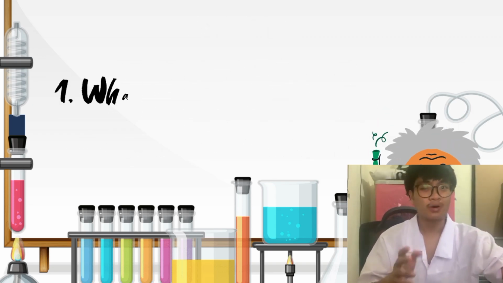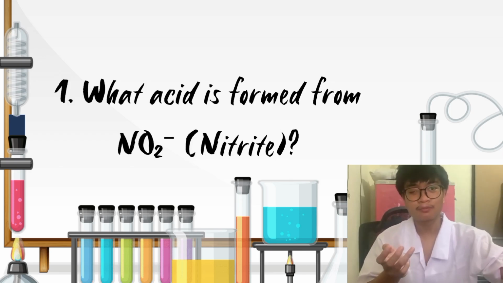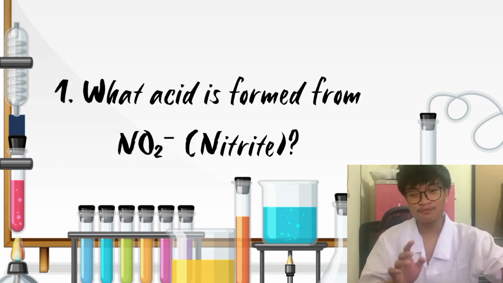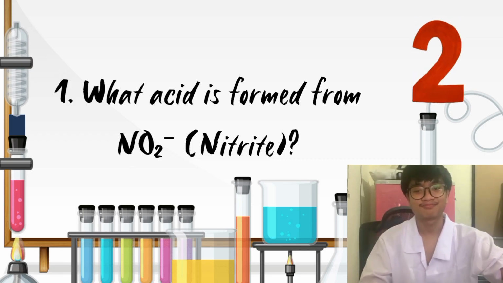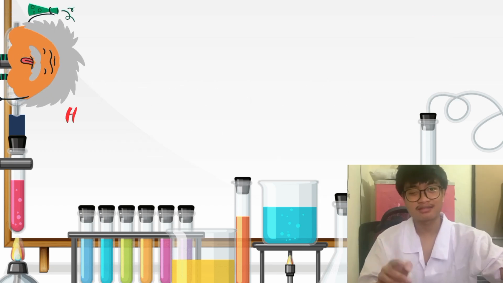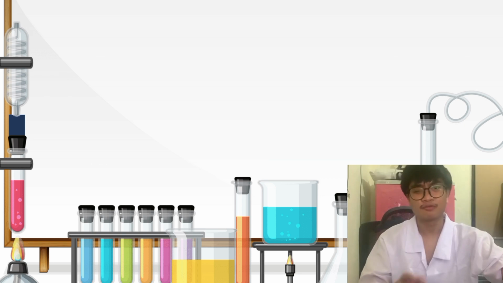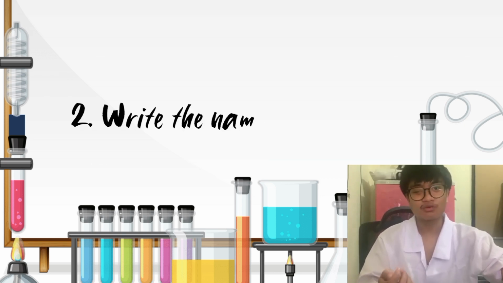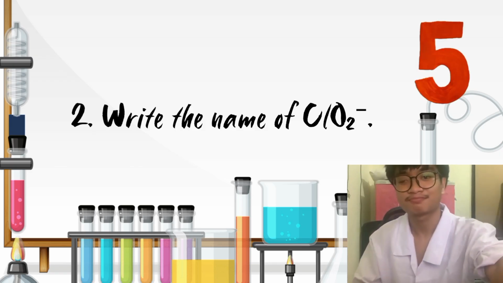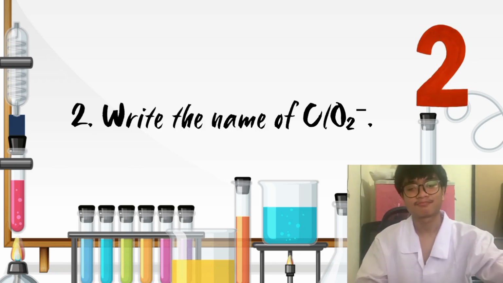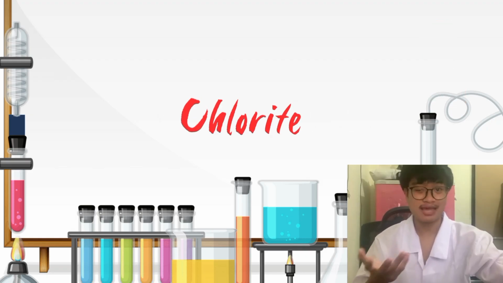Questions. What kind of acid is formed from NO2 minus or nitrite? I will give you 5 seconds to answer. That's right. The answer is HNO2 or nitrous acid. Number 2. Write the name of ClO2 minus. I will give you 5 seconds to answer. That's right. The answer is chlorite.